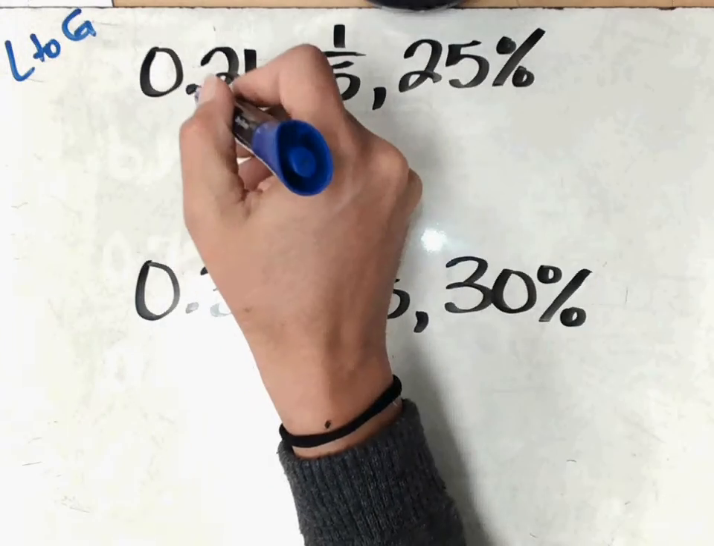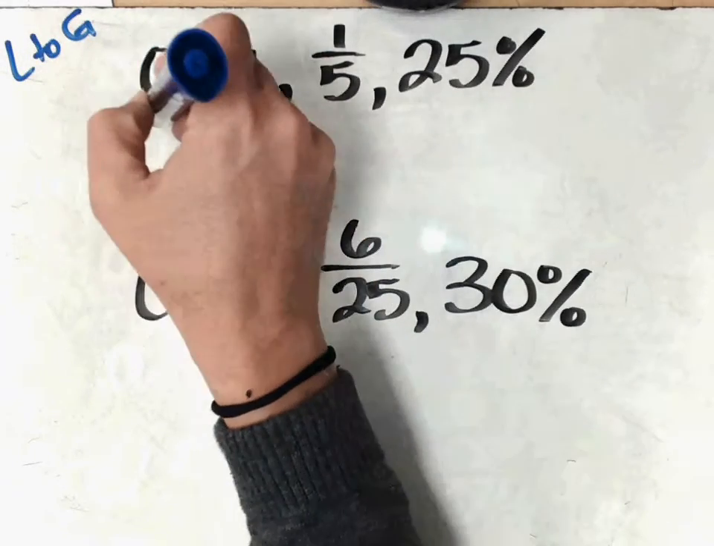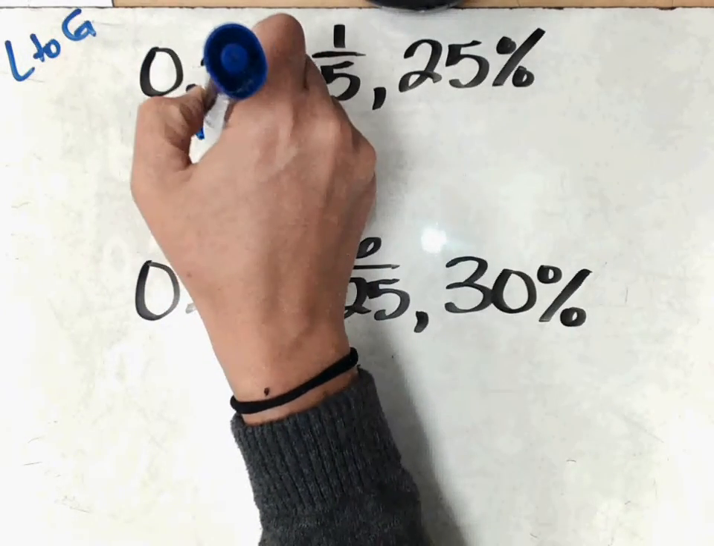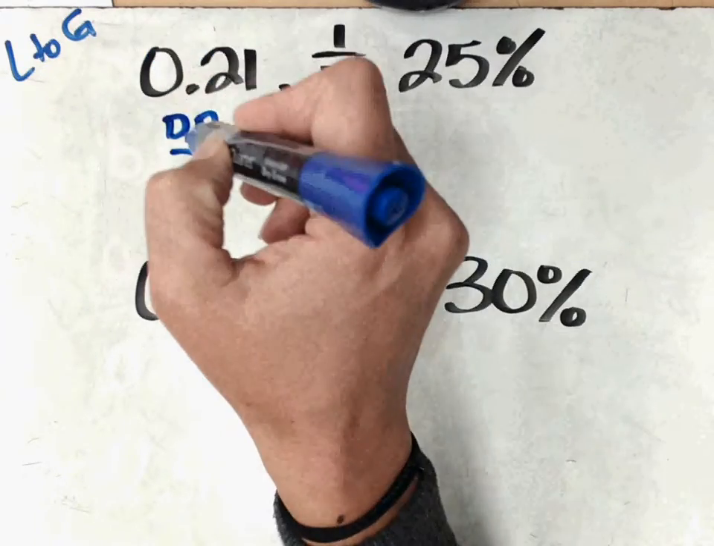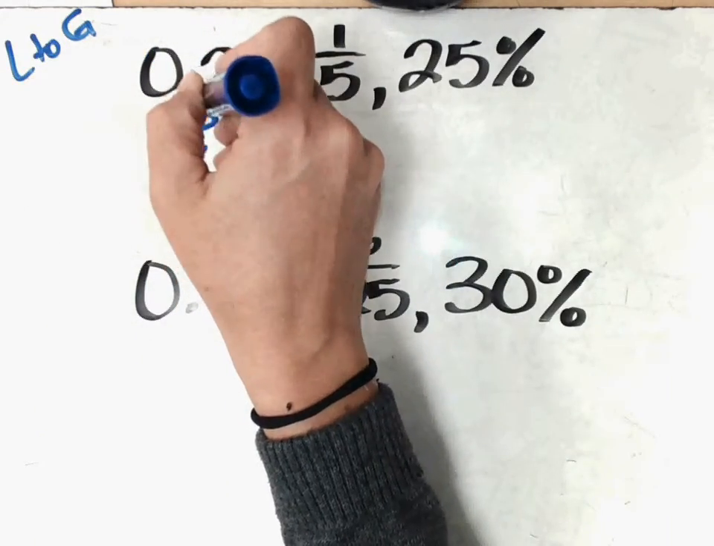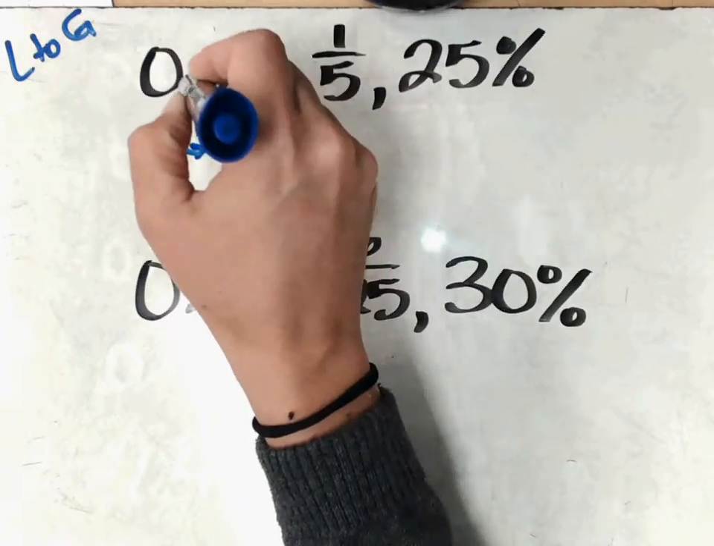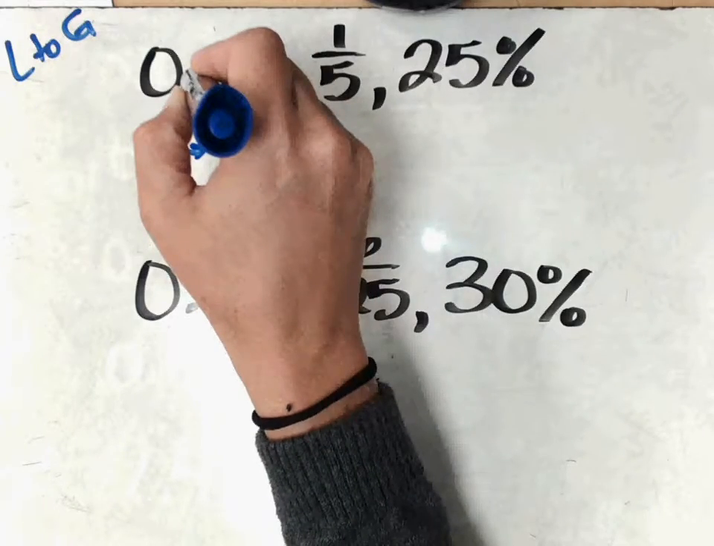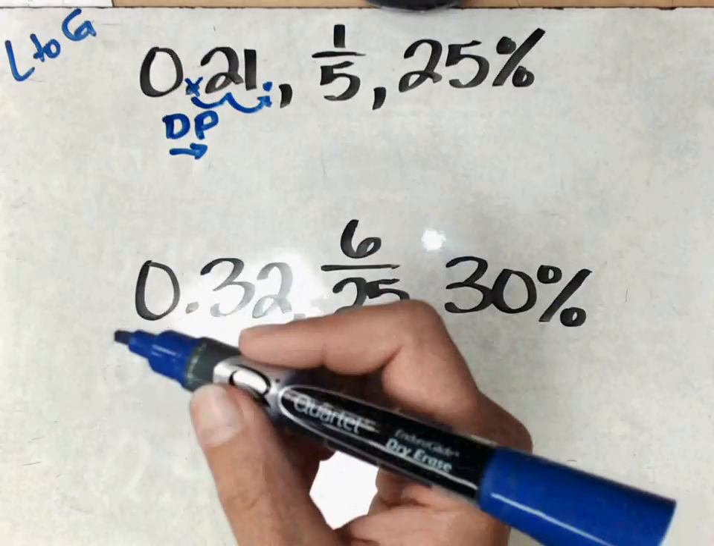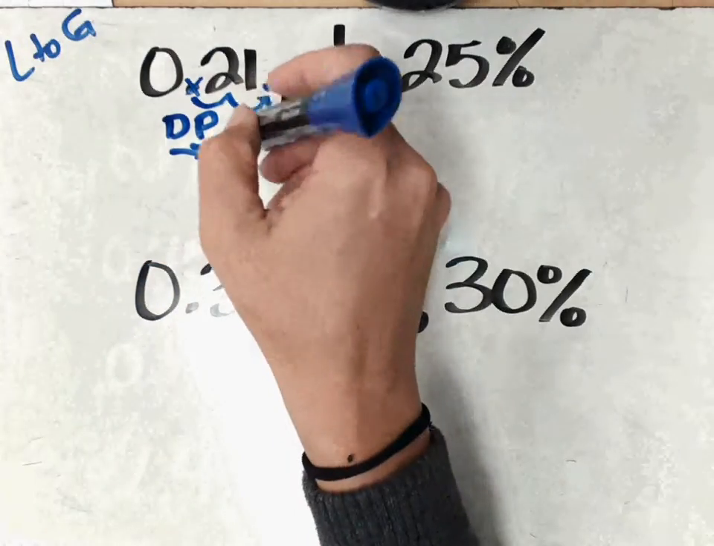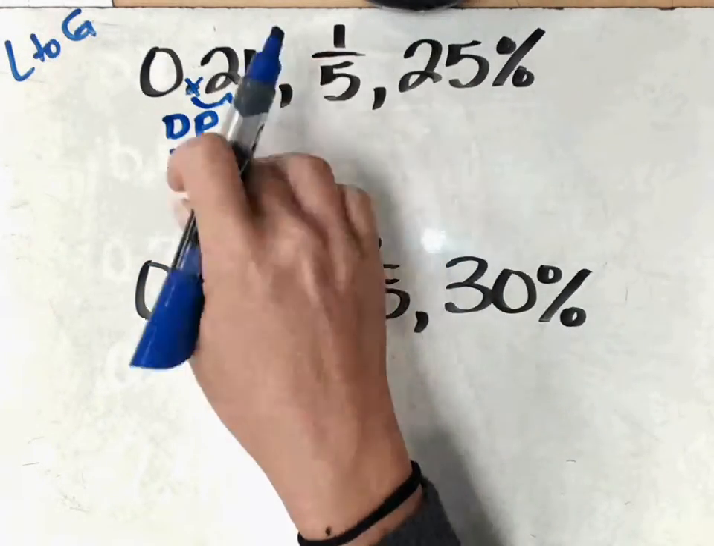Well, a decimal can be changed to a percent. Remember, you can do DP. Decimal to percent goes to the right 2 places. So here's our decimal. We move it 2 places to the right. It ends up here. So our decimal, 0.21, ends up being 21%. All right?